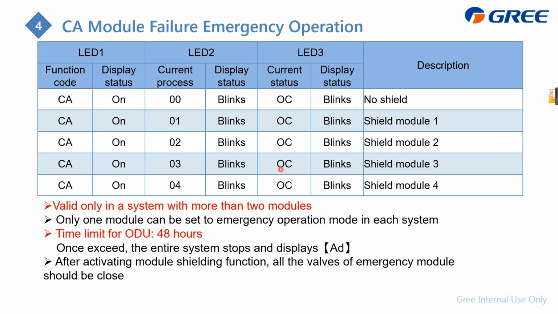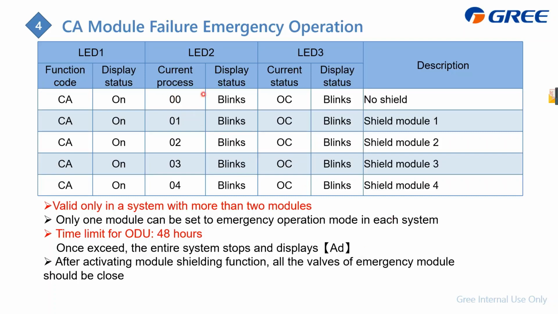And CA is module emergency operation. If one module malfunctions, we can shield this module and the whole unit can run normally. So how to do the setting? For GMV5 we do this setting through the dip switch, but for GMV6 we do this setting through the function button. This function code is CA, and we can shield this module for 48 hours at most. If out of this range, an AD is displayed, and the whole unit cannot work again.